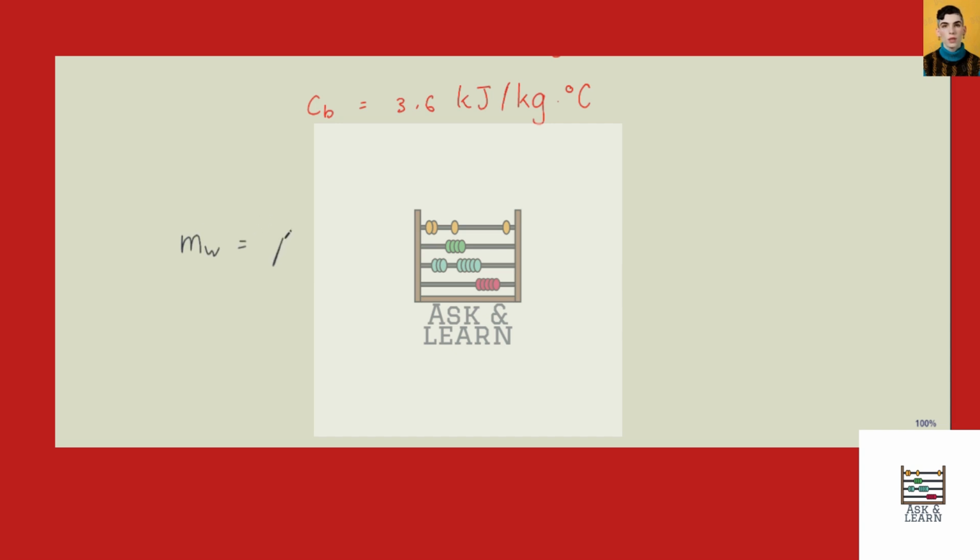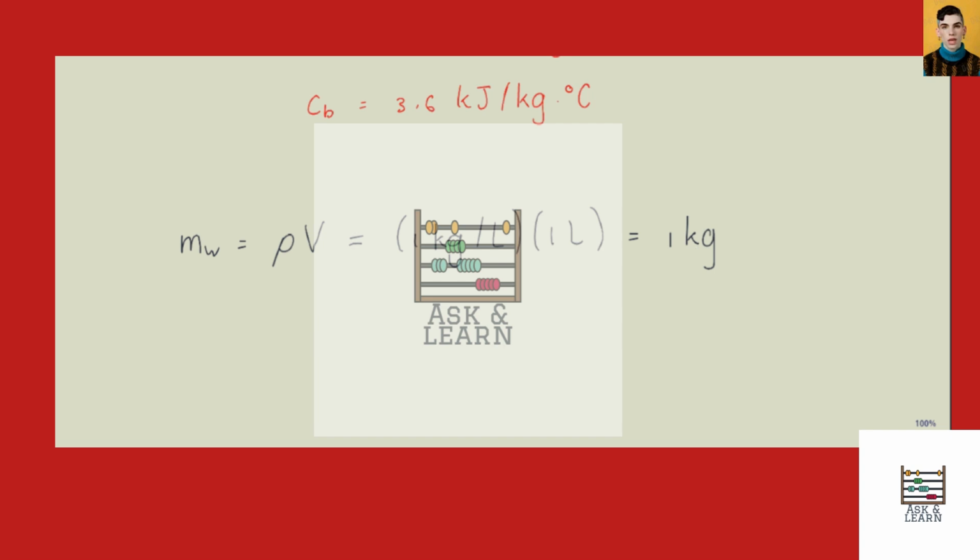The mass of water is equal to its density times its volume, rho times V. Now its density is 1 kg per liter, and he drinks a liter of water. And so the mass of water is simply 1 kg.